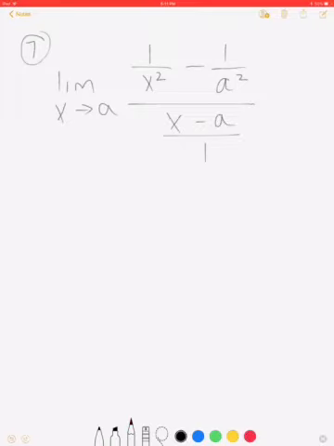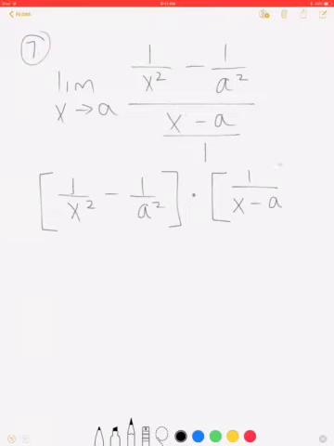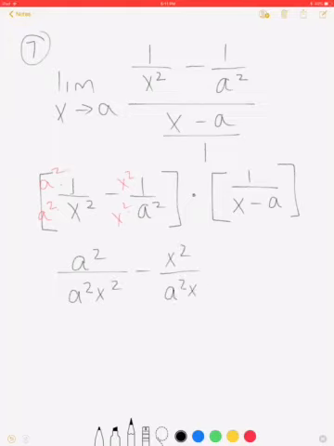Alright, let's go ahead and keep change flip. Keep the numerator the same, change to multiplication, and flip the denominator. Alright, we need like denominators. So the first term will need an a squared, and the second one will need an x squared. So now we have a squared over b squared x squared minus x squared over a squared x squared. All of this times 1 over x minus a.